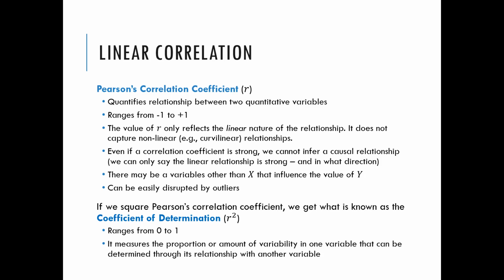If we square Pearson's correlation coefficient, we get what is known as the coefficient of determination. That's lowercase r squared in this case, and it ranges from 0 to 1. It measures the proportion or the amount of variability in one variable that can be explained through its relationship with the other variable.